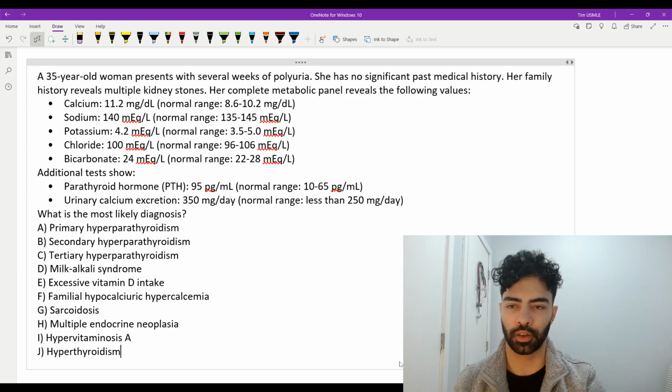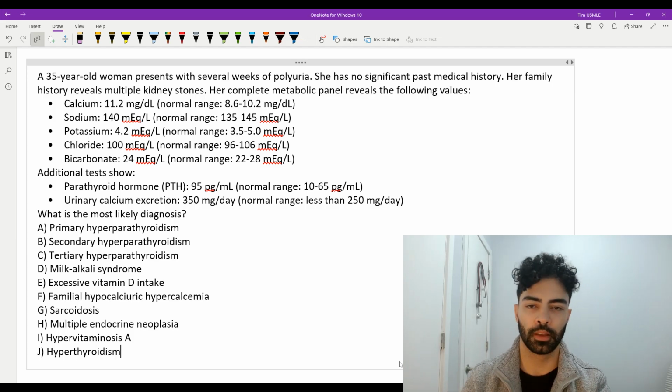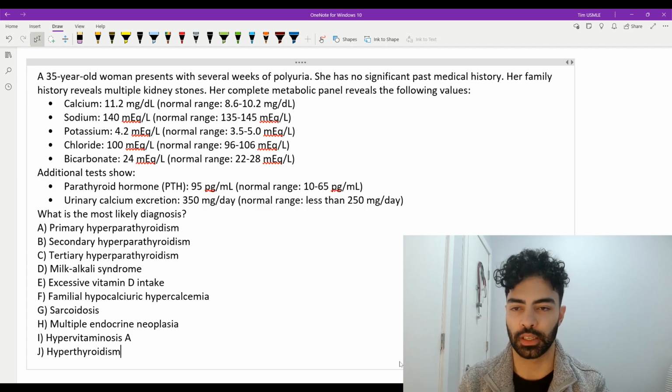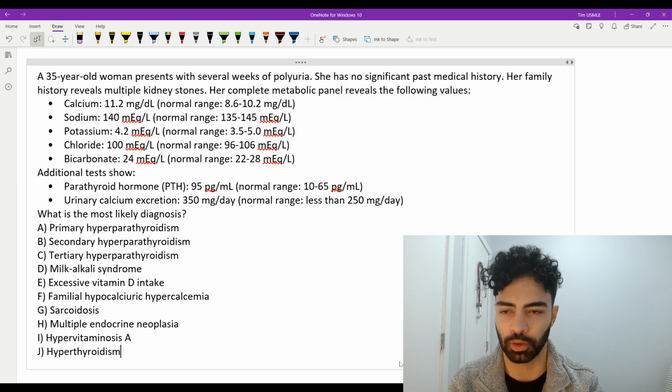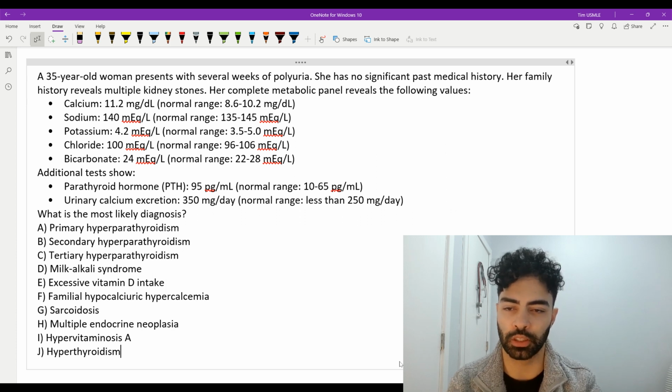It reads, a 35-year-old woman presents with several weeks of polyuria. She has no significant past medical history. Her family history reveals multiple kidney stones. Complete metabolic panel reveals the following values. If you look at the values, you notice that the calcium is high. Everything else is normal. Additional tests show that PTH is above normal and urinary calcium excretion is above normal.